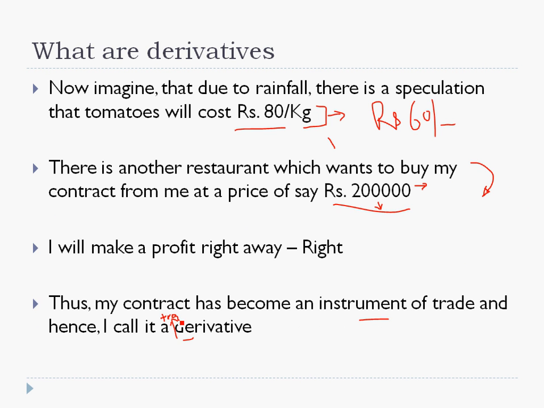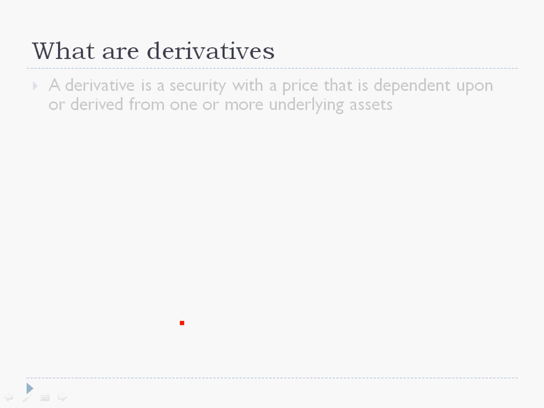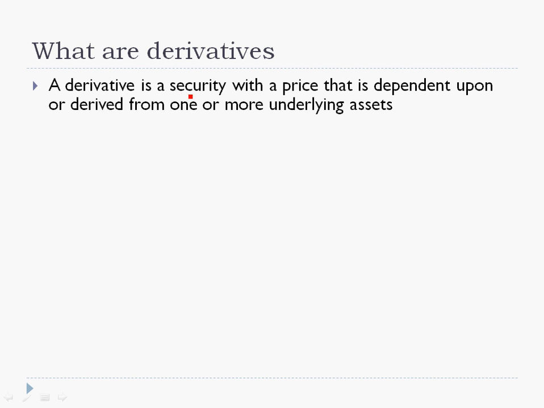And this one, if there are certain terms and standardizations in the contract, is simple future contract. So now let's define derivative. A derivative is a security, right? So it's a piece of security or a contract with a price that is dependent upon or derived from one or more underlying assets, right?